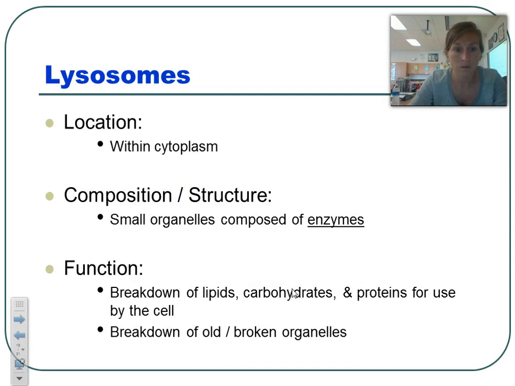Now, the lysosomes are within the cytoplasm. They are small organelles, and they are composed of enzymes to help break down lipids, carbohydrates, and proteins for use by the cell. They also help in breaking down old or broken organelles. So they're kind of like the trash cans of the cell, if you will. They are labeled by number 7.